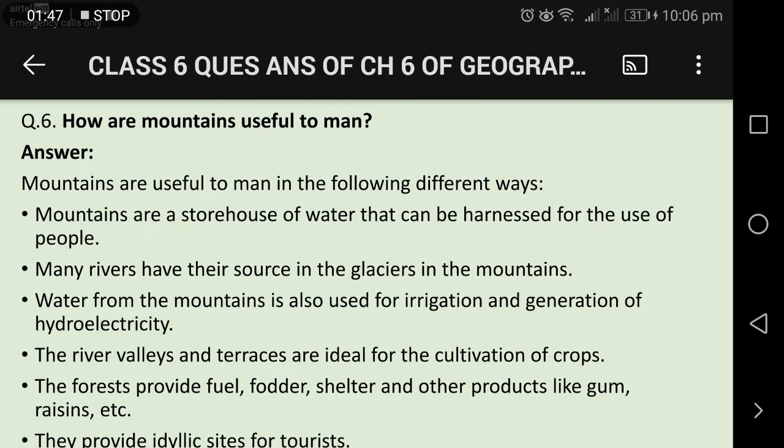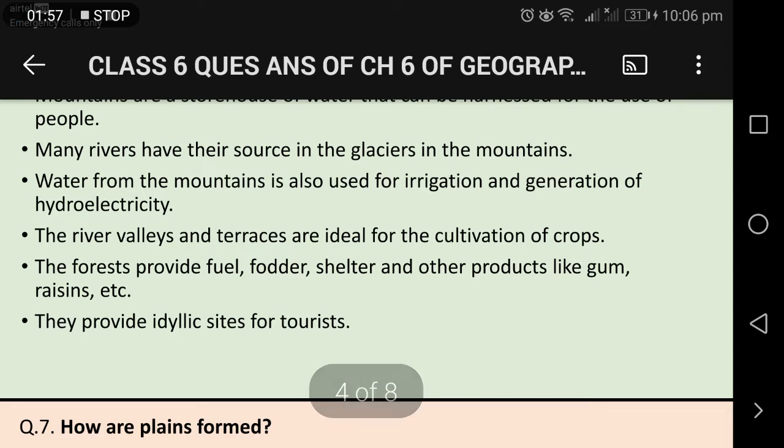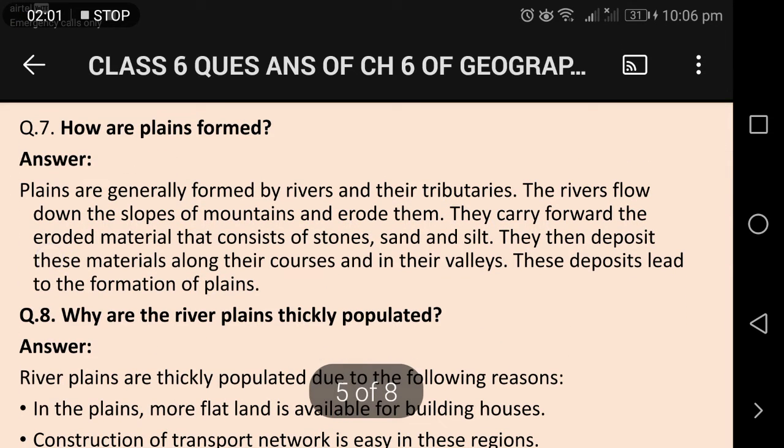Next, the river valleys and terraces are ideal for the cultivation of crops, and the forests provide fuel, fodder, shelter and other products like gum, raisins, etc. And they provide idyllic sites for tourists. Okay, next, how are plains formed?